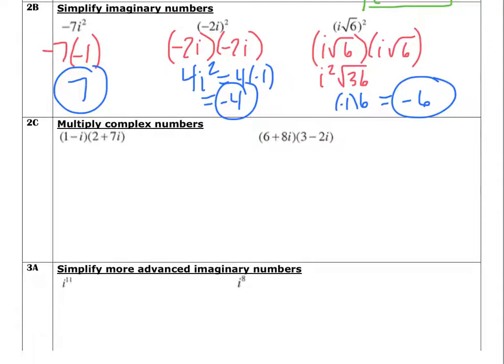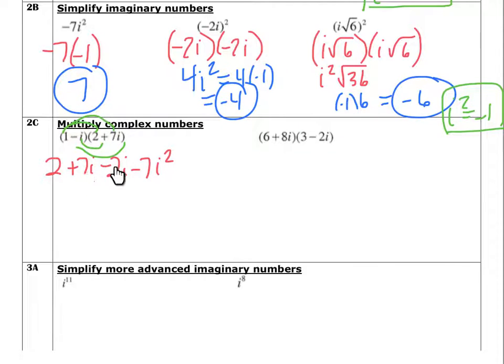2c wants us to multiply complex numbers. This works just like multiplying any two binomials together, so you have to do the distribution. So you're going to distribute this way, except you're going to have to remember again that i squared equals negative 1. Whenever you have an i squared, you're going to replace it with negative 1. So start the simplification process. 1 times 2 is 2. Positive 1 times a positive 7i is plus 7i. A negative i times a positive 2 is negative 2i. And a negative i times a positive 7i is a minus 7i squared.